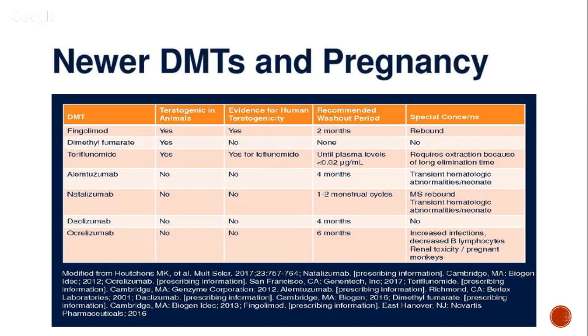Alemtuzumab, I haven't used it, but the washout period is 4 months, and this can cause transient hematological abnormalities because that's the one medication that also causes autoimmune disorders: Goodpasture's, ITP, hypothyroidism. So even in the mother, it can cause a lot of autoimmune diseases and can cause transient hematological abnormalities in the neonate. Right, this is the 1 yearly one, right? The first year you give 5 days, the second year you give 3 days, and then you're done. So a woman can have it for 5 days and get pregnant after 4 months? After 4 months, yes, for this one. But typically I haven't used it.